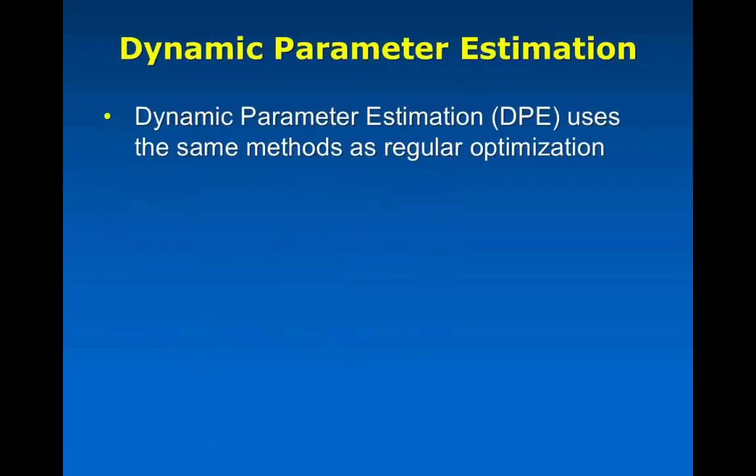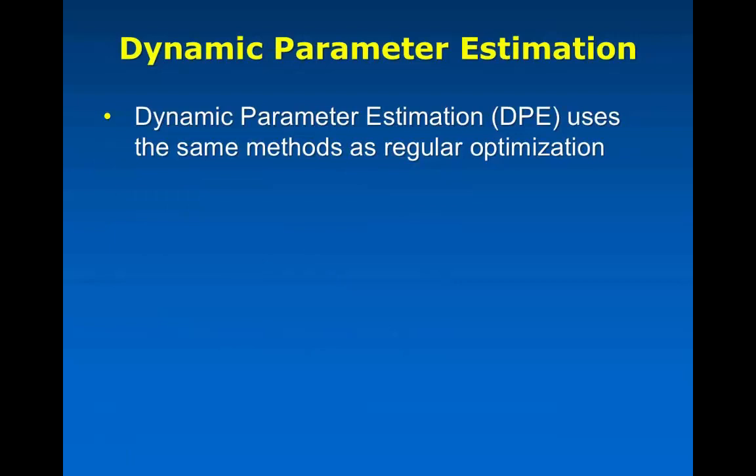Okay, so that's regular optimization in GPSX, and if you've seen our optimizer webinar that we did a couple of years ago, you can see more detail about that there. So now we're moving on to dynamic parameter estimation. So how is that different than a regular optimization like I just showed you?